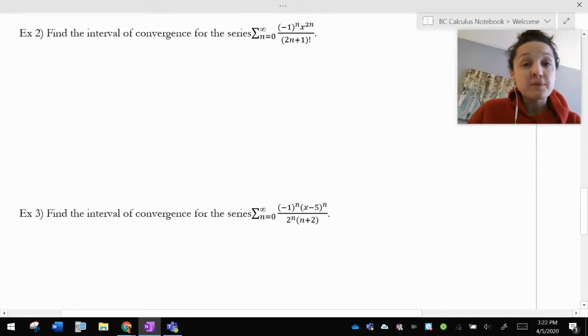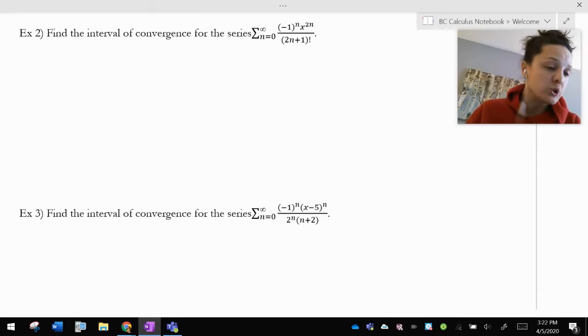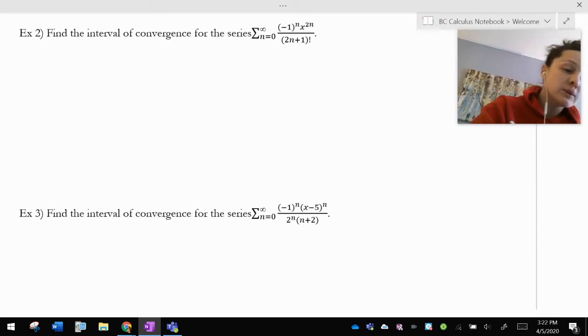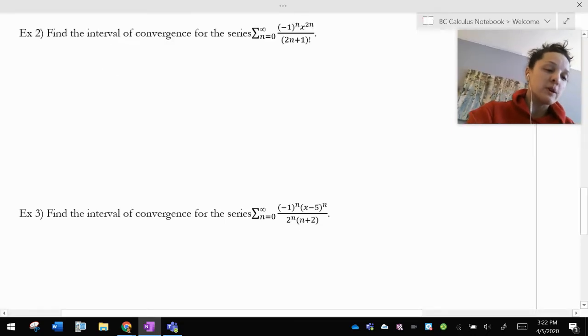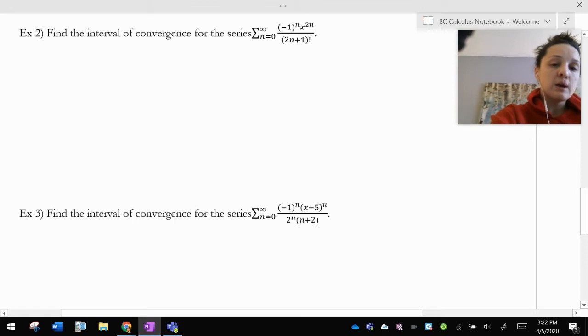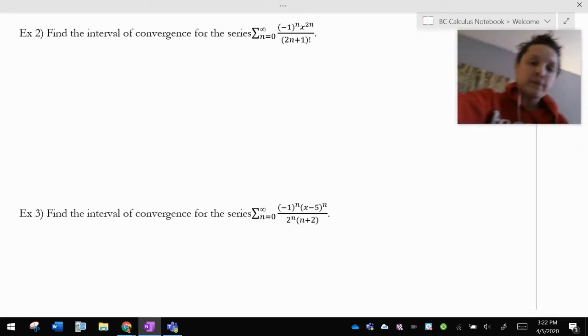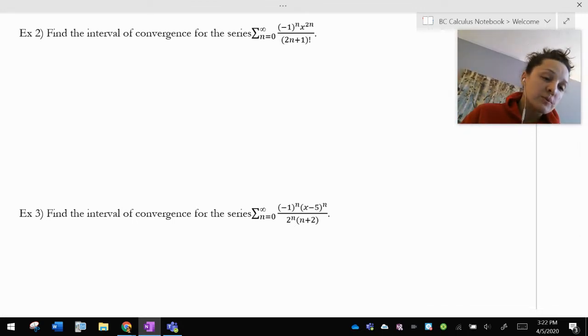Me again. Let's finish off the notes on the ratio test for intervals and radius of convergence. So we're on example 2 now in the notes. And here's another example for interval of convergence. This one says find the interval of convergence for the series. There we go. Interval of convergence for that series right there.